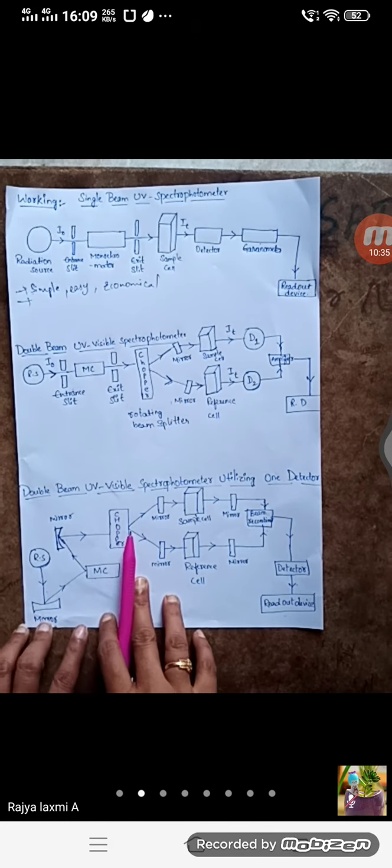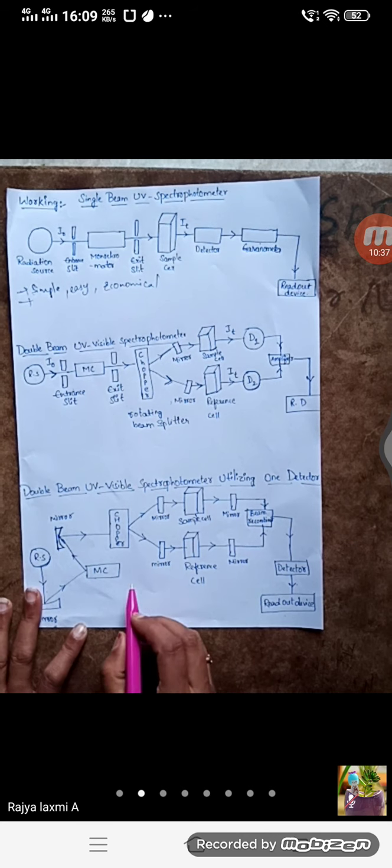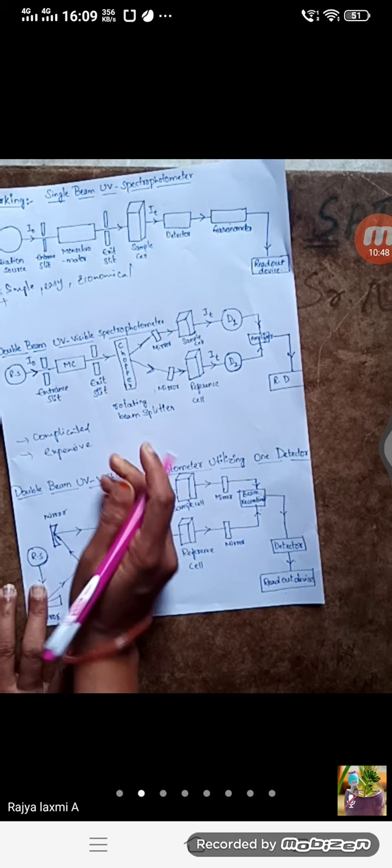And next, the disadvantages. The disadvantages are that construction is complicated and the instrument is very expensive. Okay, this is about the instrumentation.